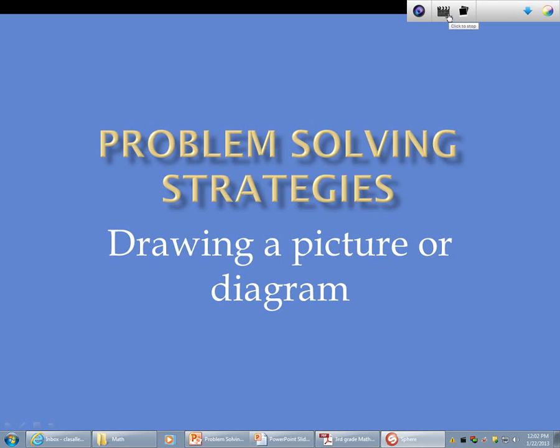Boys and girls, today I'm going to talk to you about problem-solving strategies. The first strategy we're going to use is called drawing a picture or diagram. You can apply this strategy to any word problem you're solving.